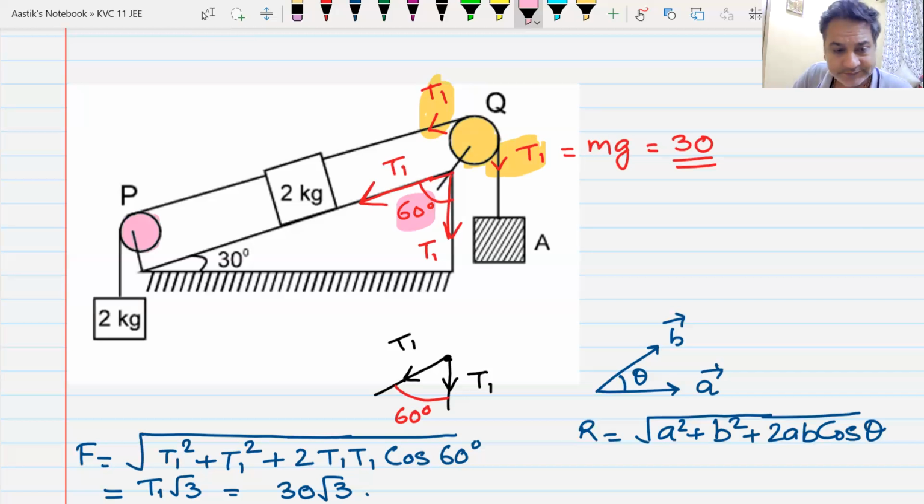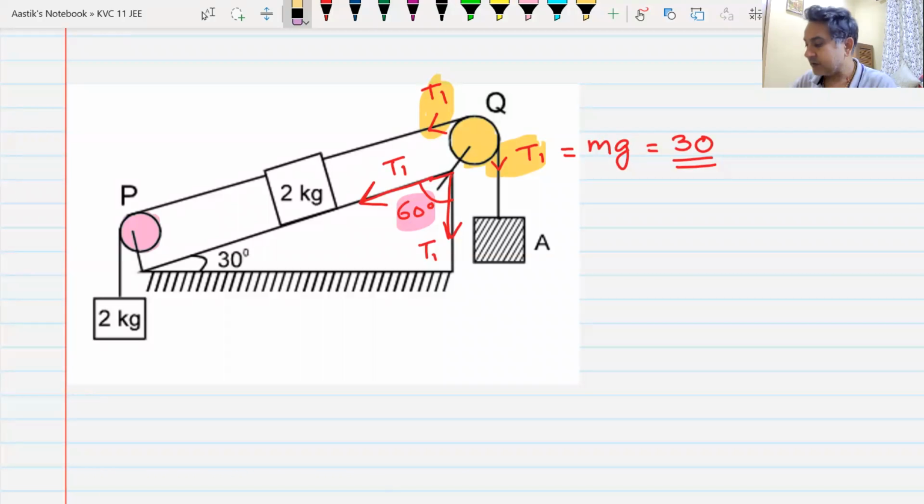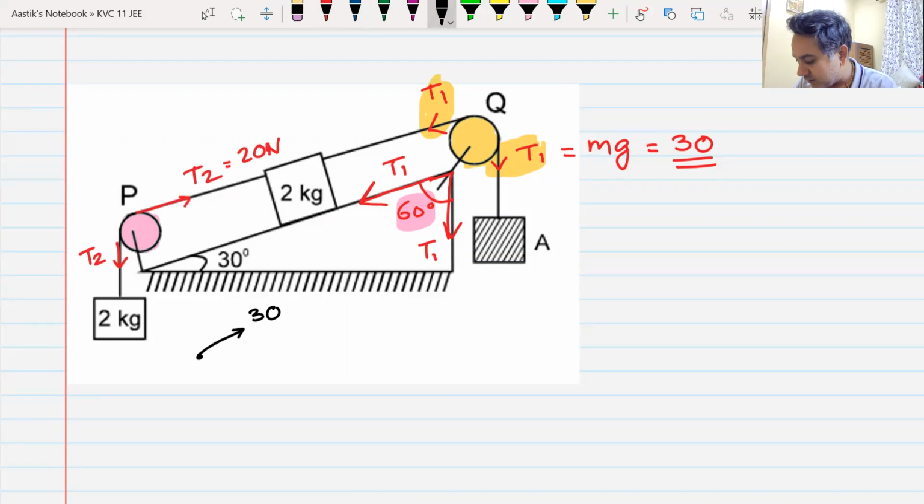Okay, anyone with an answer? Let me not waste much time and show you how to do this. This was T2. This was also T2. And you know what was the value of T2? T2 was 20 newtons. Yes or no? So if I draw them as a point, 30 newton was here and 30 newton was here. What was the angle between these two? What is the angle between these two?